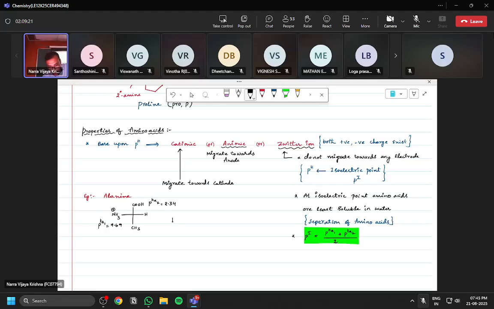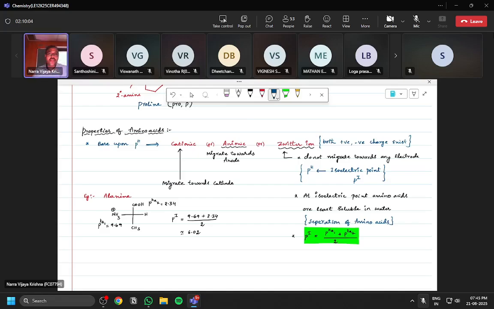Now what is the isoelectric point, Pi? If its pKa1 is 9.69, NH2 is a base, so its pKa value must be high. Correct or not? COOH is an acid, so its pKa value must be low. Correct? So what is the Pi value? 9.69 plus 2.34 upon 2, so approximately 6.02. Any questions, sir?